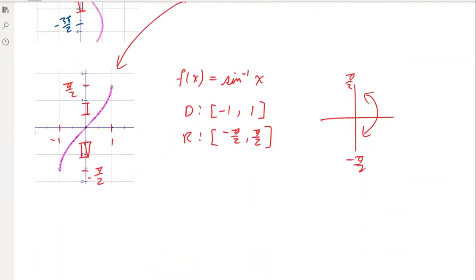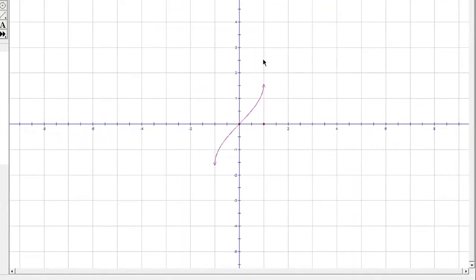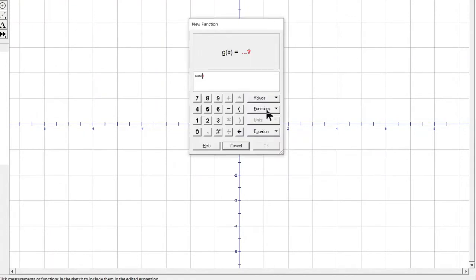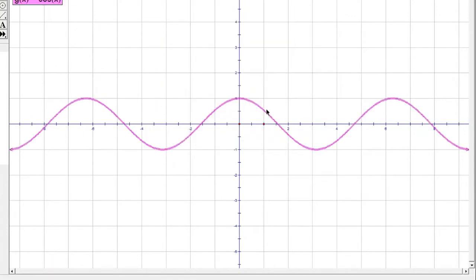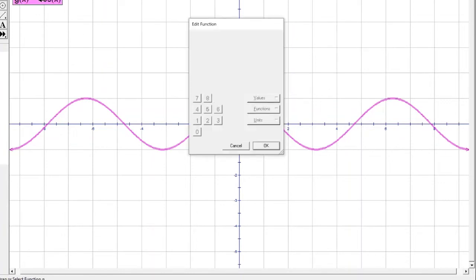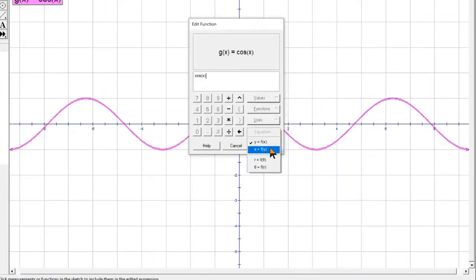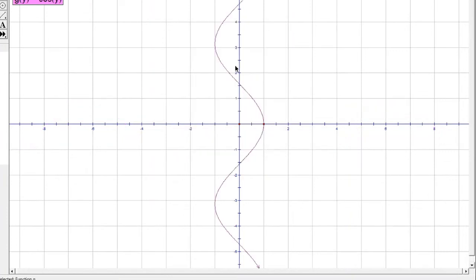Let's talk about cosine, okay? So I'm gonna hide this, and then I'm gonna put up the cosine graph. So this is what cosine looks like, right? In order to find the inverse, of course, we switch x and y. Now, this is not a function again, so we have to limit it, right?